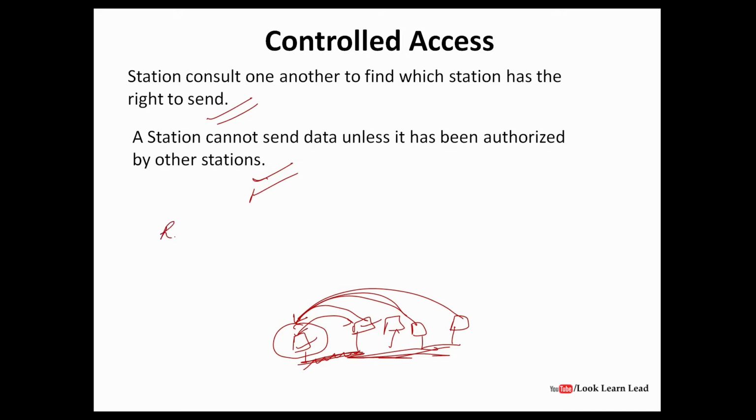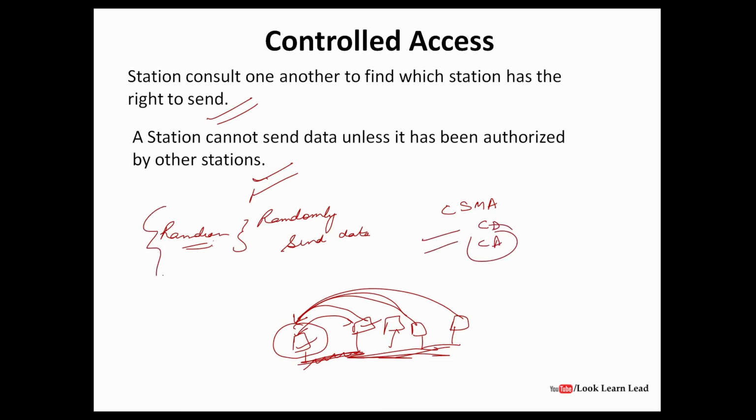Earlier we saw random access. In random access, the stations randomly send data without consulting; any station can send data. In this we had carrier sense multiple access, with collision avoidance and collision detection. That was random access. For controlled access, each station must consult one another to find which station has to send, and a station cannot send if it has not been authorized by other stations.